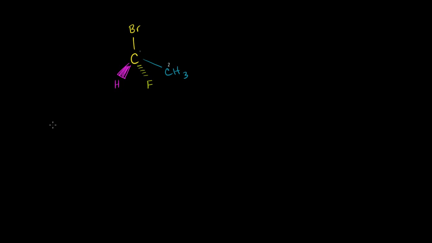So we could call this 1-bromo, and we're putting the bromo before the fluoro because B comes before F alphabetically. 1-bromo, 1-fluoro. And then we're dealing with an ethane, right? We have a 2-carbon chain, all single bonds: 1-bromo-1-fluoroethane. That's the name of that molecule there, just a review of some of the earlier nomenclature videos we had done.